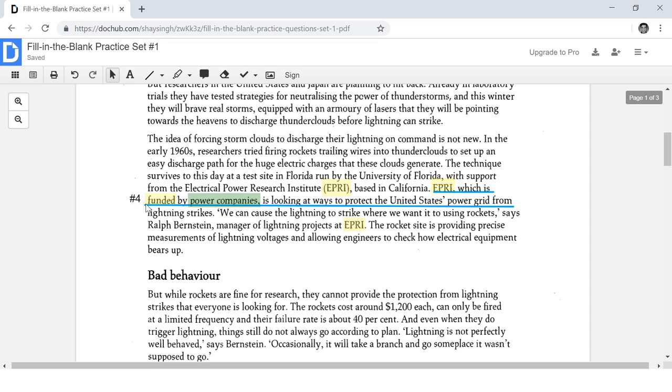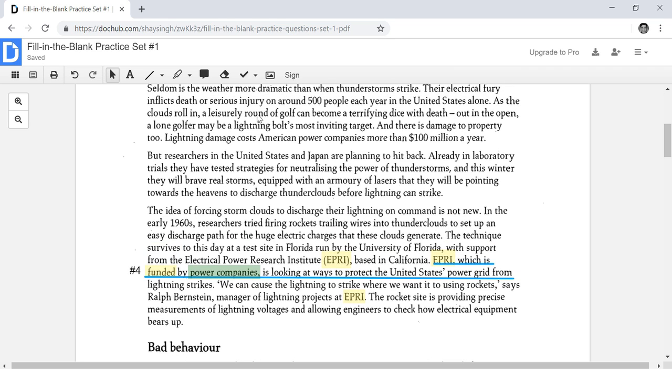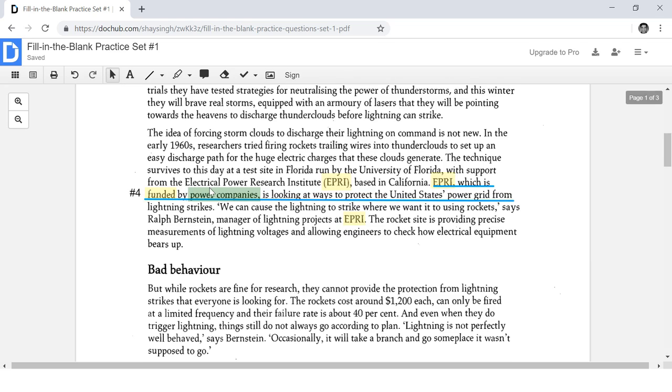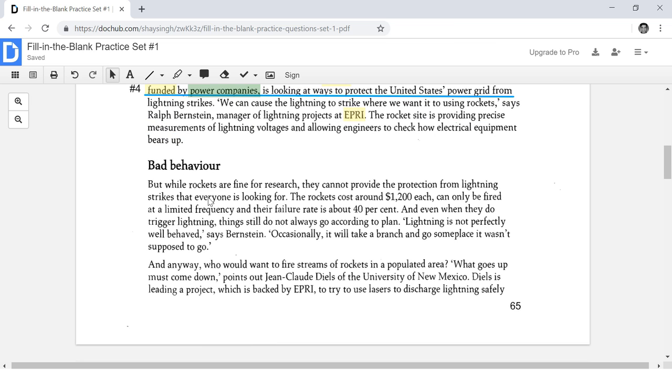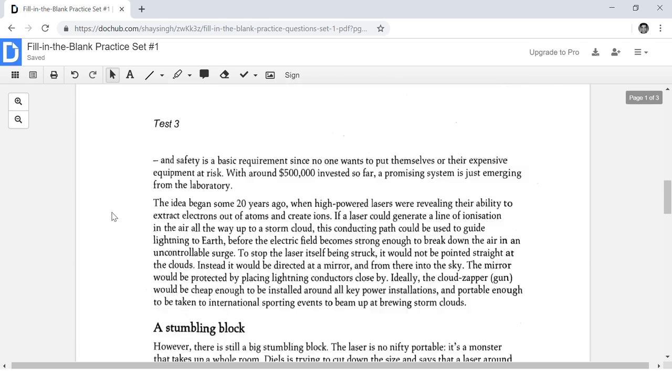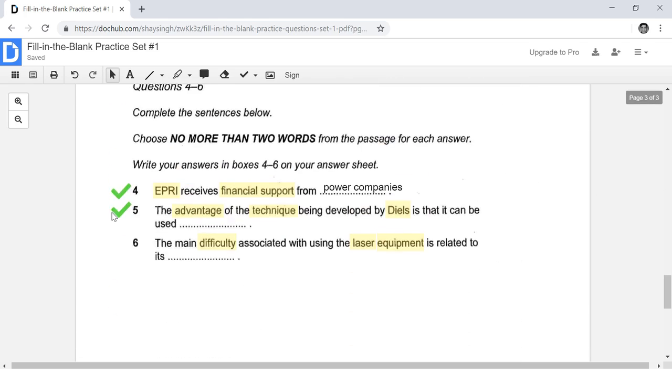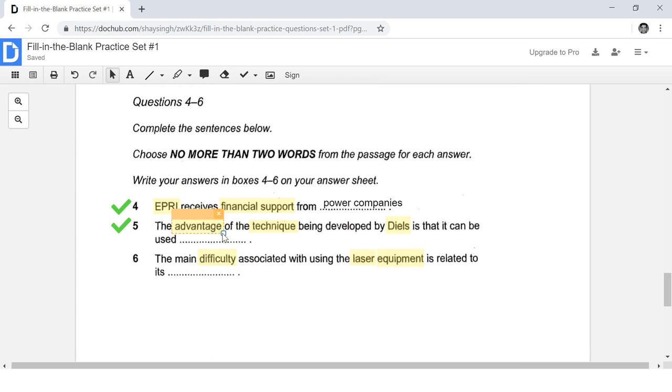So if question number 4 was answered here, you're not going to find the answer to question number 5 up here. You're not going to find it up here because it always goes in order. Number 5 comes after number 4. Therefore, you're going to find the answer to number 5 somewhere after number 4. So let's go ahead and try to find the answer to number 5.